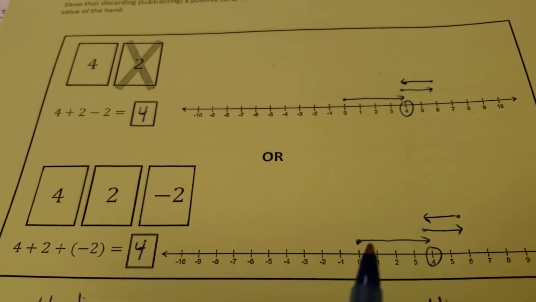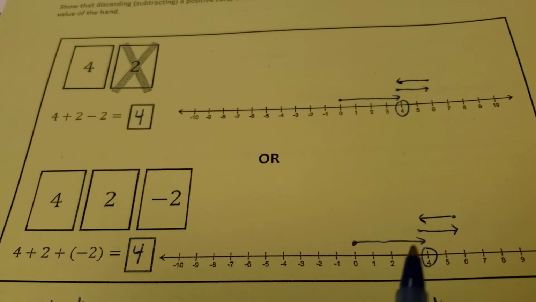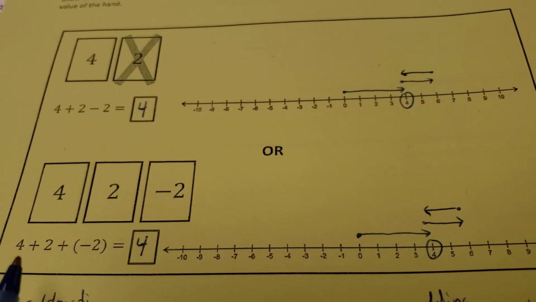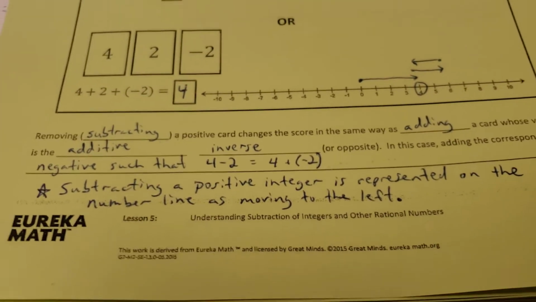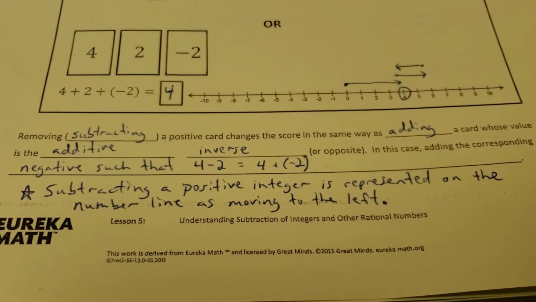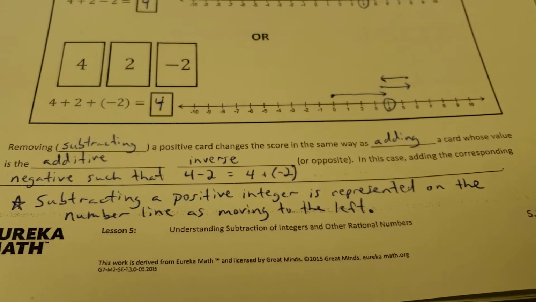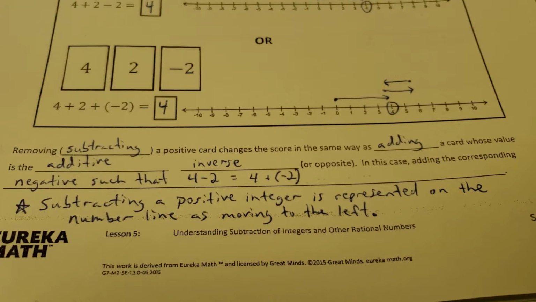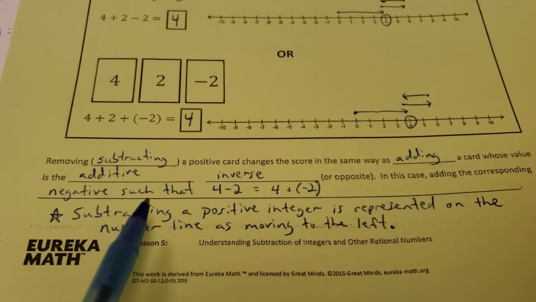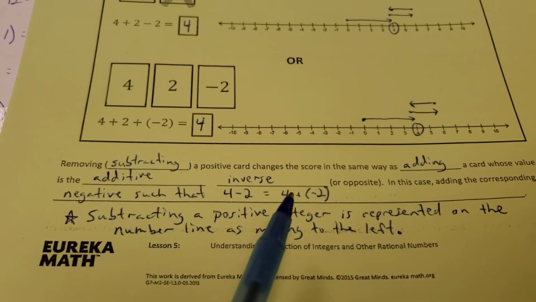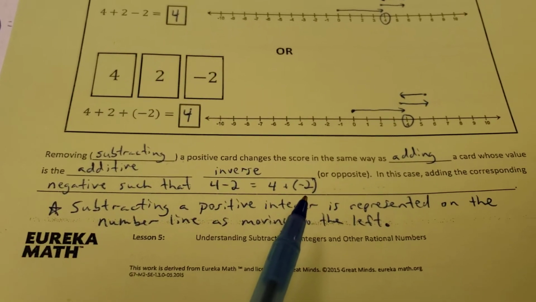Same kind of scenario, move right 4, move right 2, and then you're going to move back 2, down to a 4. So 4 and 2 make 6, and then you add a negative 2 to that, it gives you 4. So what does that mean? Well, removing or subtracting a positive card changes the same way as adding a card whose card value is the additive inverse or opposite. In this case, adding the corresponding negative, such as 4 minus 2, is the same as saying 4 plus negative 2. Subtracting 2 and adding negative 2 is the same thing.